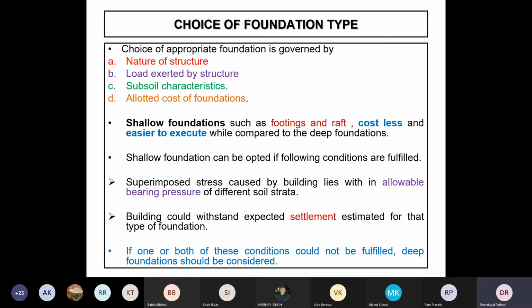So based on that, we select the foundation, whether it may be a raft or a pile foundation, or a shallow foundation where the bearing capacity is very good. So based on that, we decide the choice of the foundations. Again, it depends on the soil only, based on the soil, our load, and the superstructure we are going to construct.